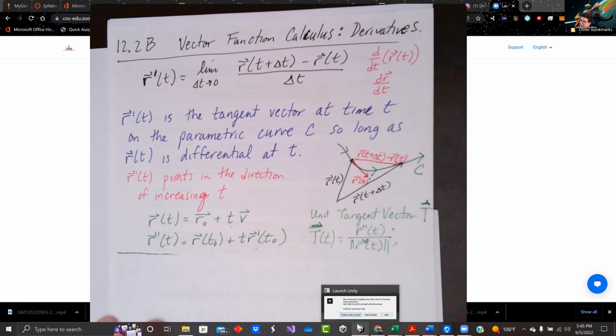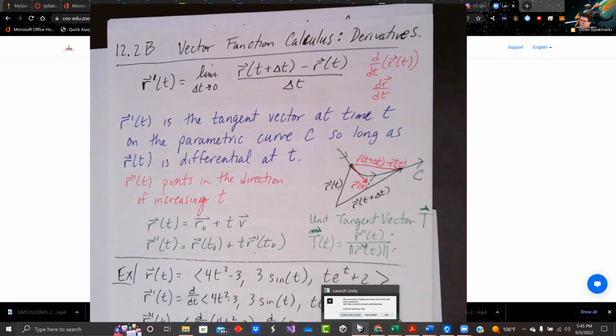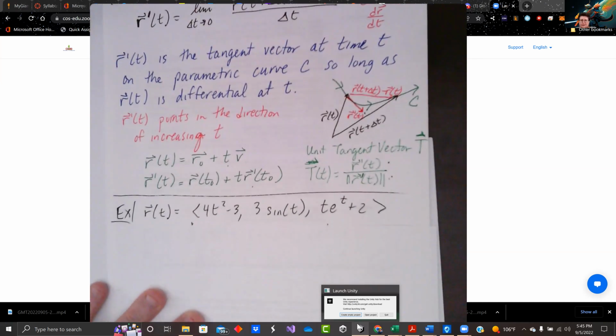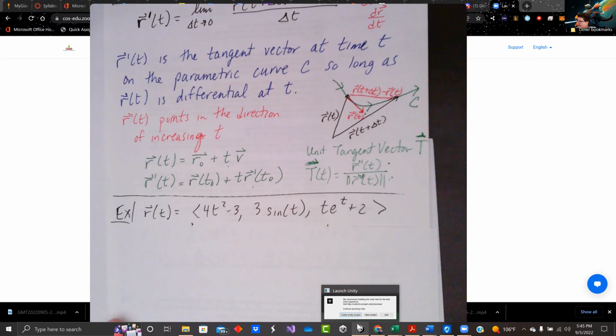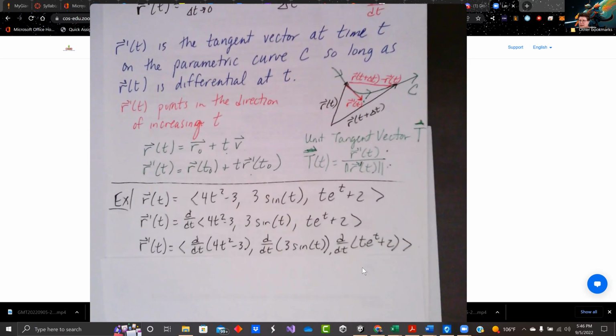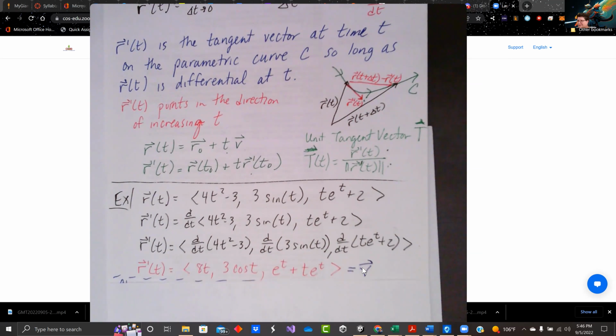Okay. Let's just take a look at an example. We're going to do 4t squared minus 3 for the x component, 3 sine of t for the y component, and t e to the t plus 2 for the z component. If we take the time derivative, d dt, we can pass it inside to each of them.